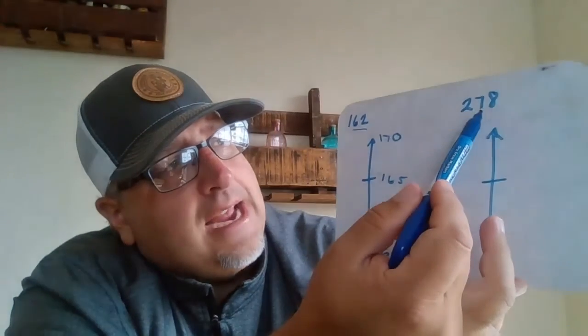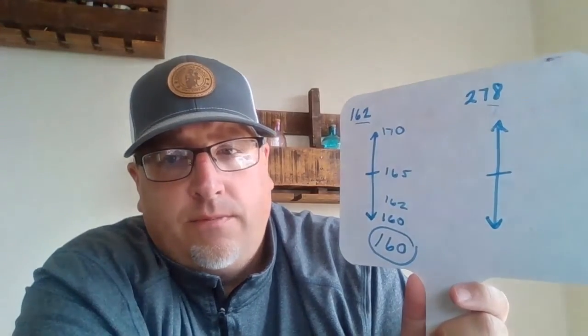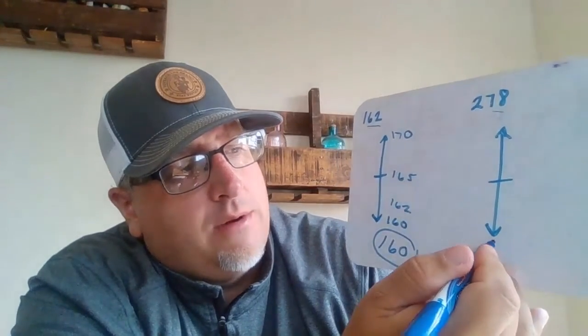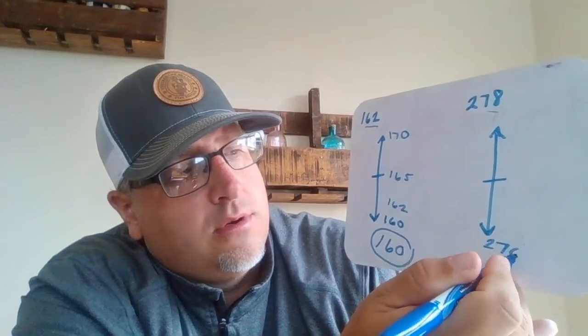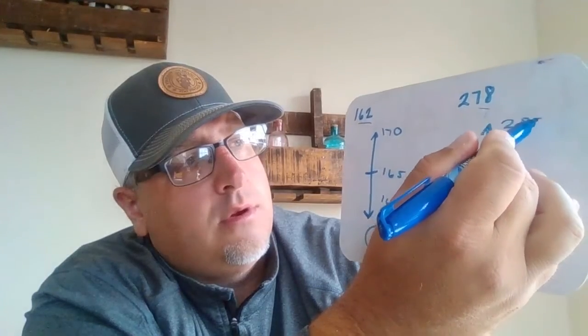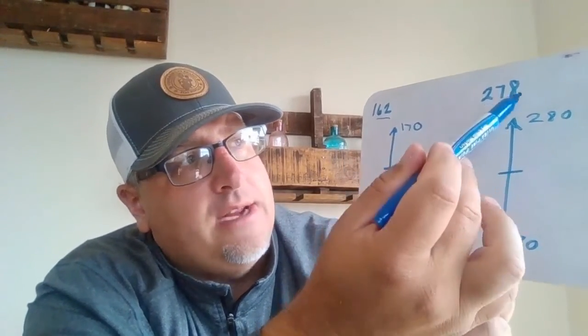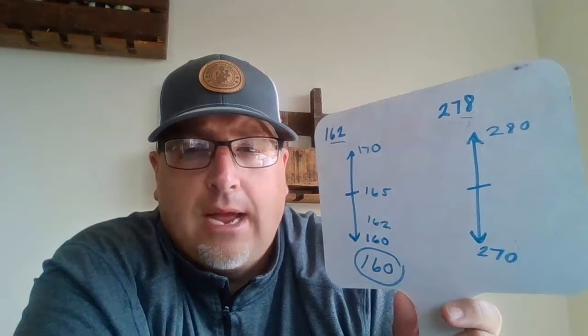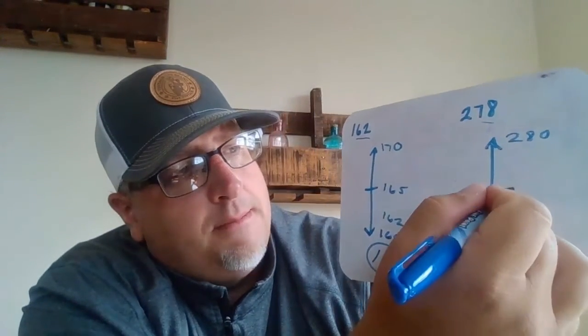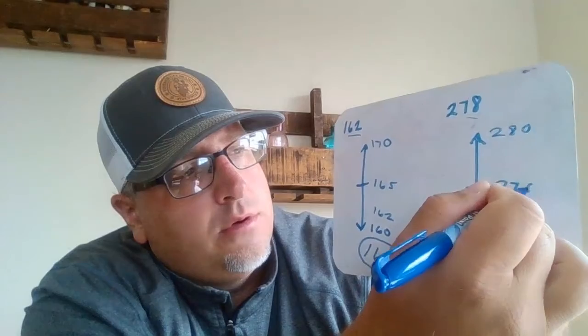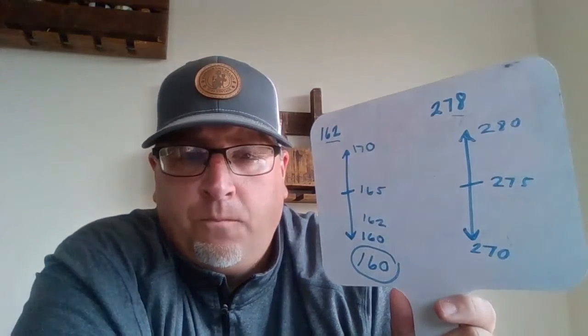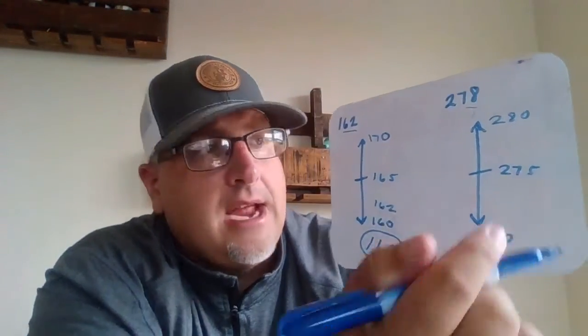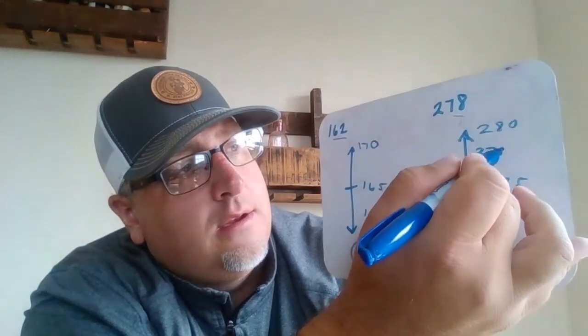All right, 278. First thing we're going to do, 278. Are we going to round it to 270 or are we going to round it to 280? Is that number closer to 70 or is that number closer to 80? We're rounding right now. And we know in the middle here is 275. Now let's plot our 278. There's 275 right there. So I would say our 278 is going to go right up top there.